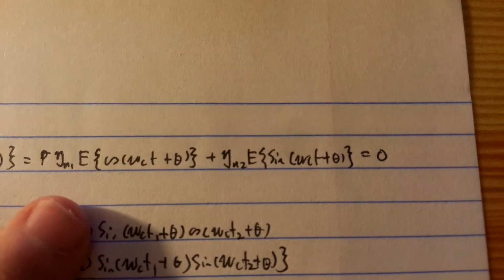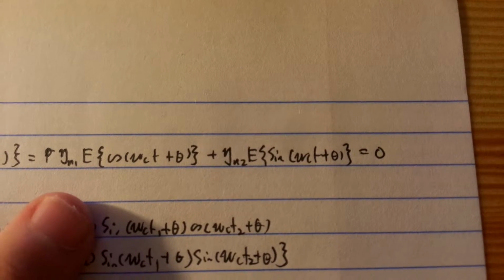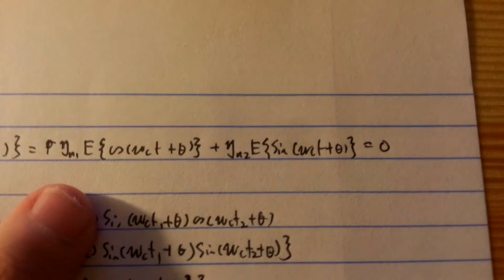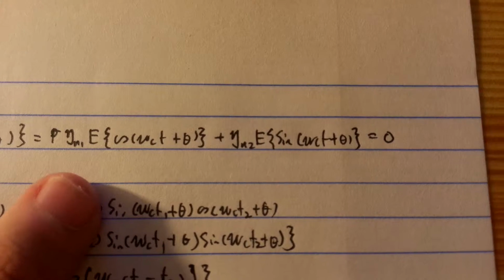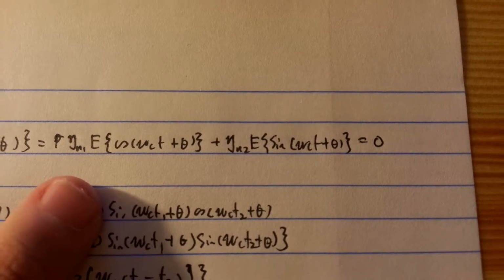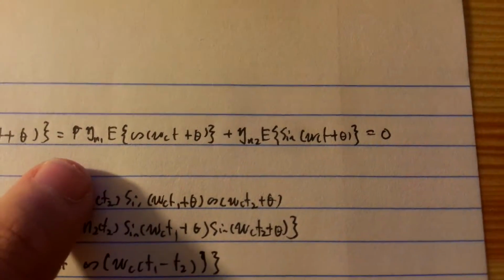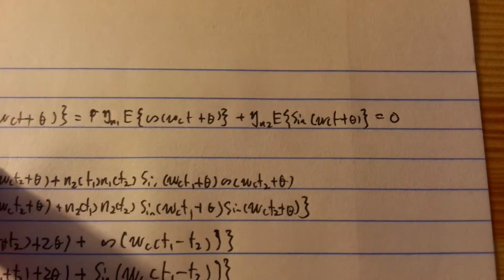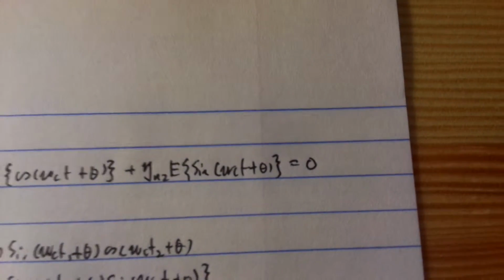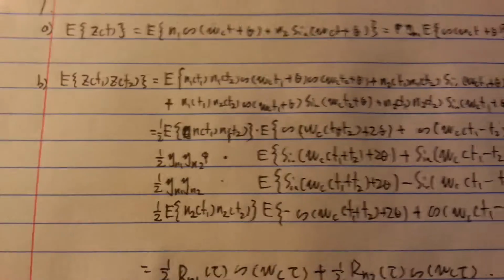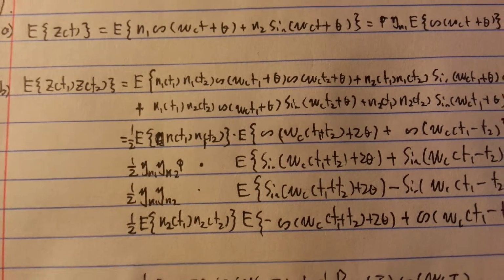Then we find that the cosine and sine functions have a period of 2 pi, and theta is just from 0 to 2 pi. So these two expectations are both 0. So the expectation of the whole random process is also 0. This is a constant.